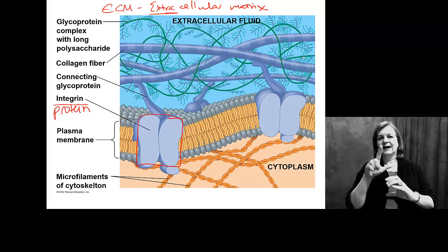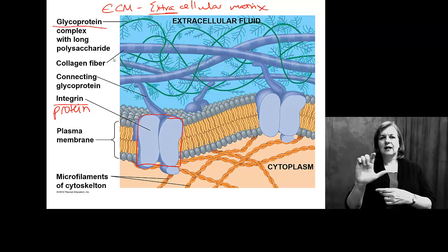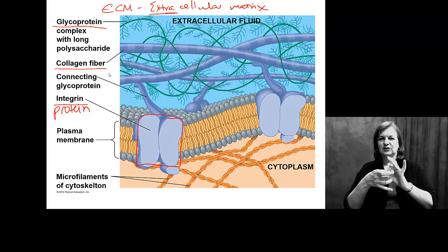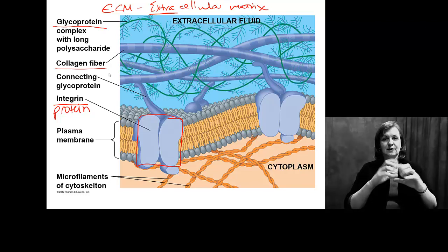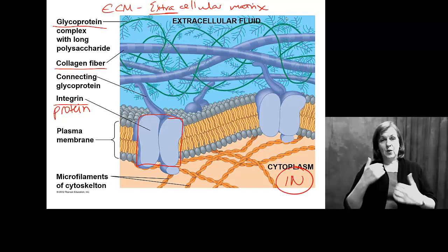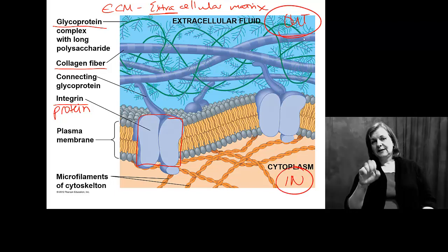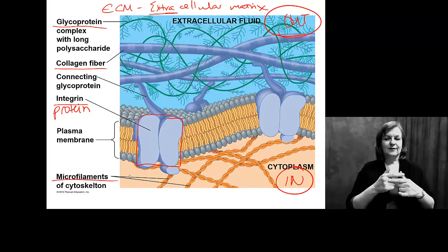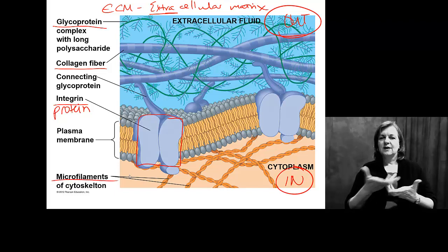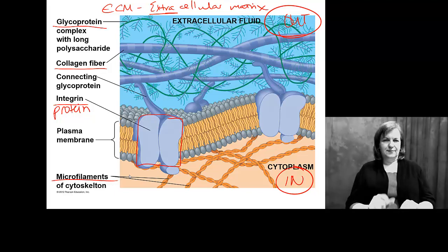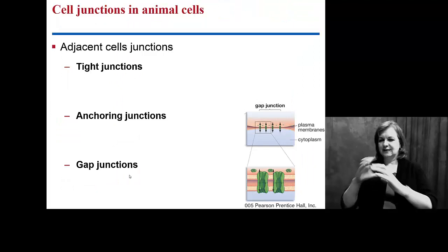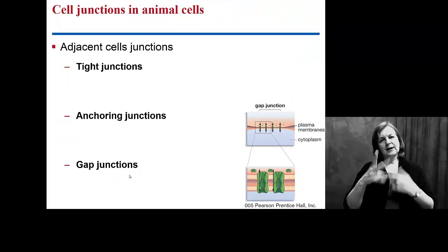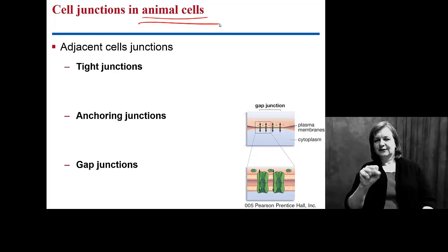So on the outside, you get all of these connecting glycoproteins, collagen we've talked about before, giving structure, support, elasticity to the environment. And then inside the cell, we have those microfilaments that are anchoring in and giving support to the cell. So there's a lot going on to help this cell keep its shape. The problem is we've got to figure out how it can communicate with other cells. So we've got 3 different types of cell junctions in animal cells.